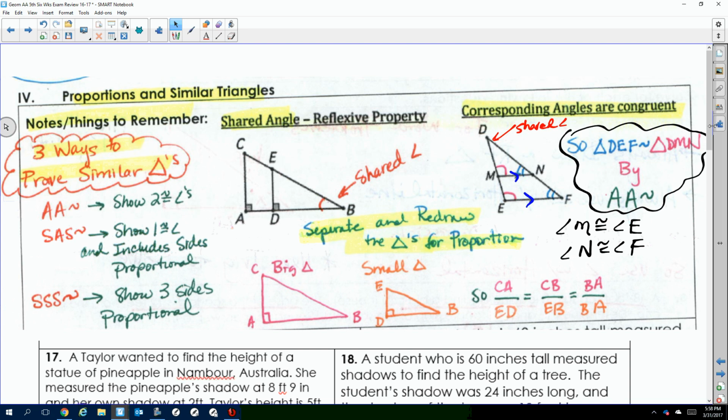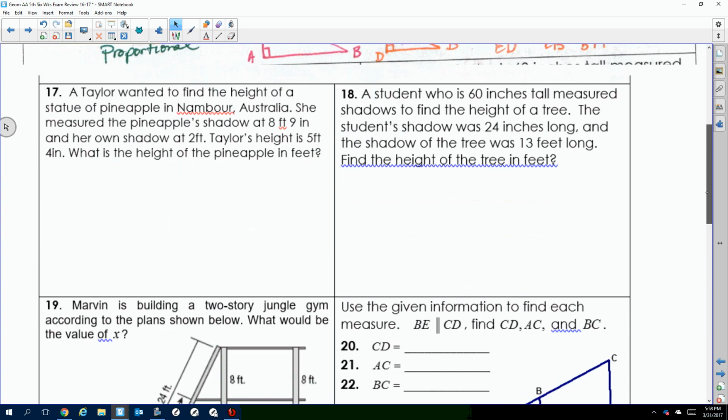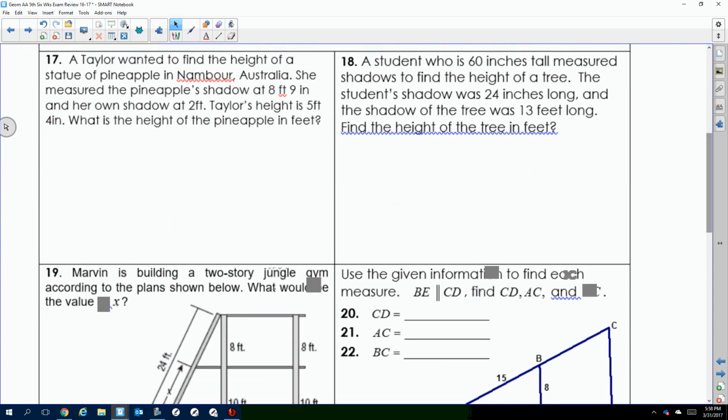All right, so just kind of remember, you're going to have to redraw. We're going to have to look for corresponding angles, shared angles, and use the 3 ways to show that they are proportional, or show that they're similar. So our first example, same thing, we're going to draw triangles here. Just do your rights, it makes it nice and simple. We're going to underline the key information.